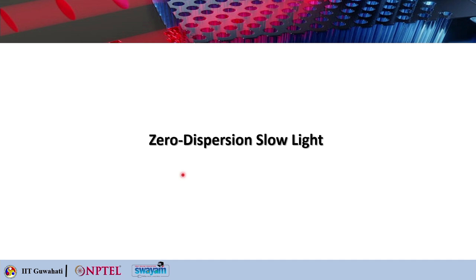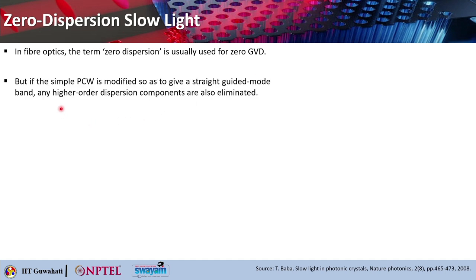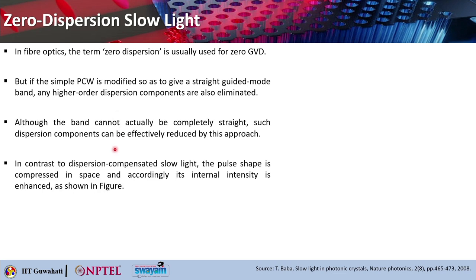Now we look into zero dispersion slow light, and how we can achieve that. In fiber optics, the term zero dispersion is usually used for zero group velocity dispersion, GVD. But if the simple photonic crystal waveguide is modified so as to give a straight guided mode band, any higher order dispersion components can be eliminated. Although the band cannot actually be completely straight, such dispersion components can be effectively reduced by this particular approach.